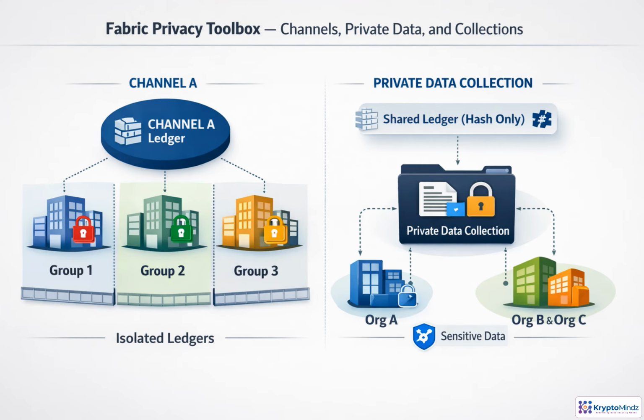Fabric gives you two main privacy levers. Channels create separate ledgers for separate groups. That provides strong isolation, but too many channels become hard to operate and govern. Private data collections are more targeted. Selected organizations receive the sensitive value, while everyone on the channel records only a hash for proof. The design decision is not just about secrecy. It must balance who endorses, who audits, and how manageable the network remains.